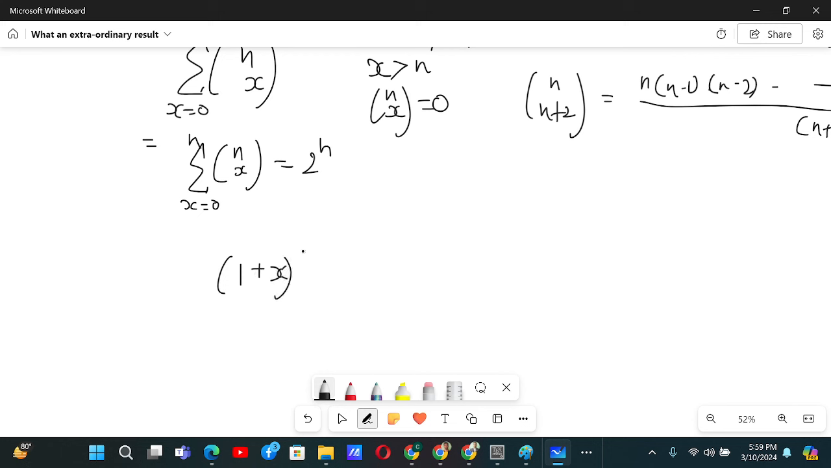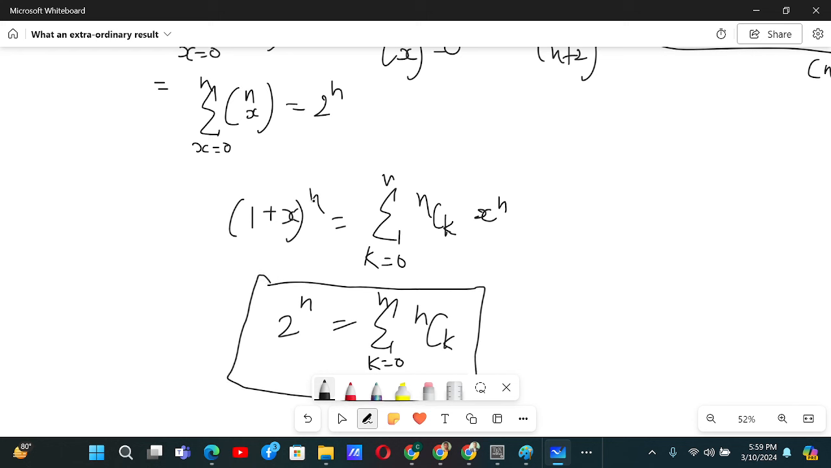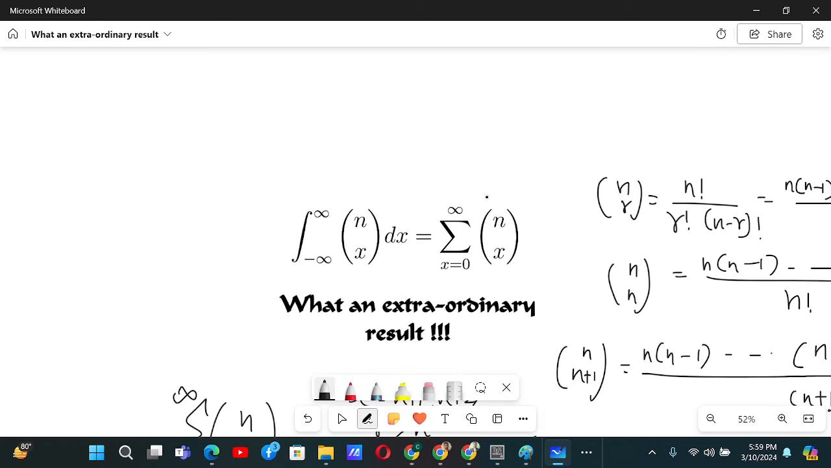We know that (1 plus x) to the power n is the sum from k equals 0 to n of n choose k times x to the power k, and if we substitute x as 1, you get 2 to the power n is equal to the sum from k equals 0 to n of n choose k times 1 to the power k, which is 1. So you get the proof that the sum of binomial coefficients is actually 2 to the power n. So we have solved the discrete version, and that is 2 to the power n.